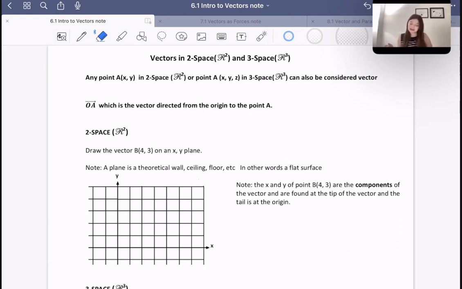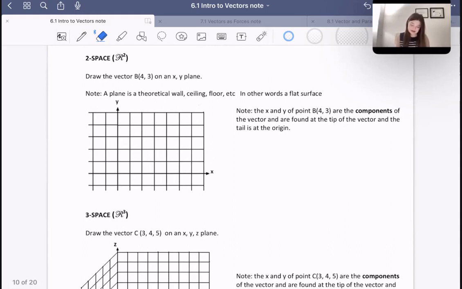And one key thing I want to mention is that OA is defined as the vector directed from the origin to any point A. So let me give you an example in two space here. Here it says draw the vector B (4, 3) on the xy plane. So here I'm going to start with my origin right here, and then 4 over and 3 up is going to be my point B. And this vector is vector OB.